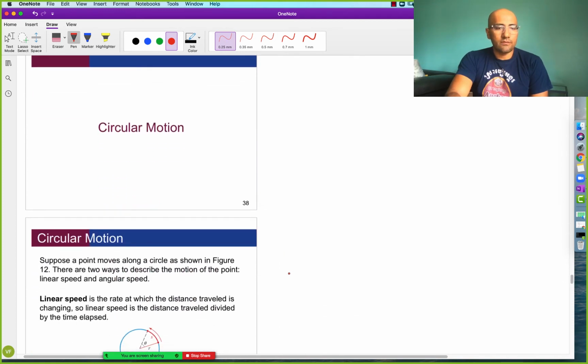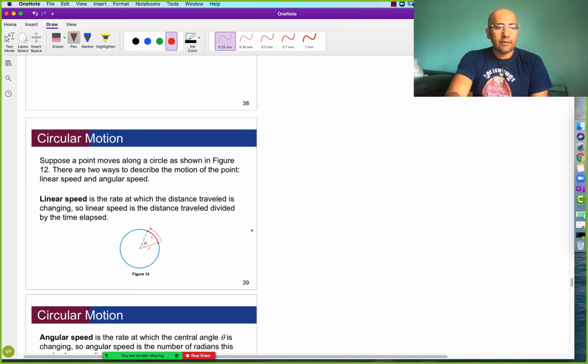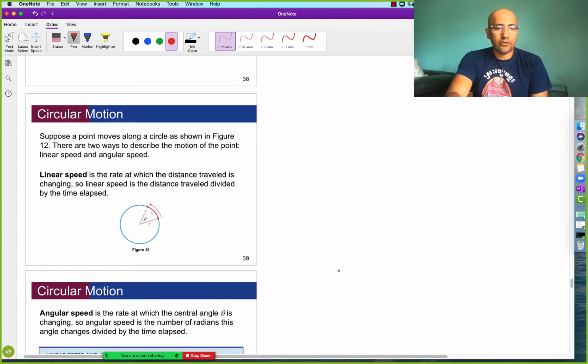Almost done with this section. Circular motion. Okay, so we got two different things going on when we're looking at circular motion. You got the speed of the angle, angular motion, and then you got the speed at which an object traveling around the circumference of the circle would be traveling.